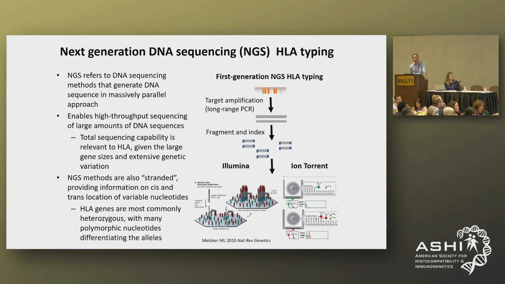We are interested in 11 genes. There's a lot of genetic variation, so we really need to generate a lot of sequence. Another benefit of NGS is that it's stranded. It provides information on the cis and trans location of variable nucleotides.